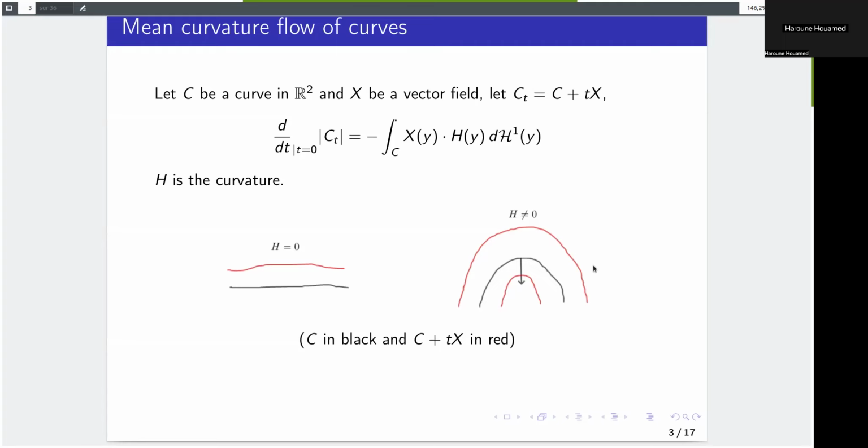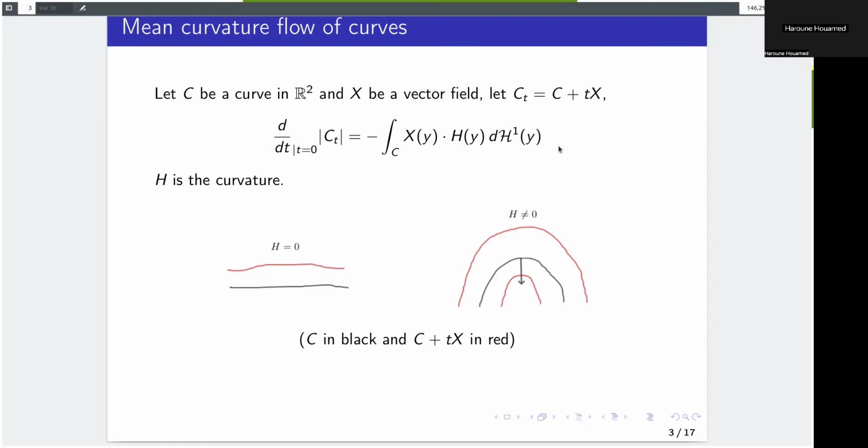Moxit, may I interrupt you for a moment? Just for the notation, what is the H1? H1 is the natural measure defined on structures of dimension 1, the Hausdorff measure, let's say. So this is a way to measure curves and everything which has dimension 1.